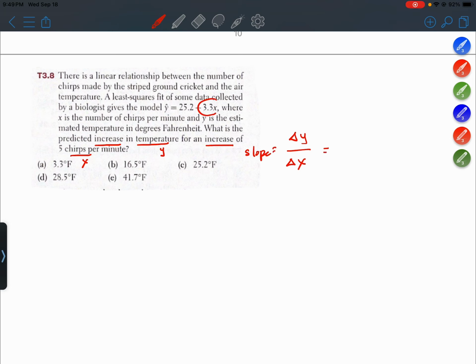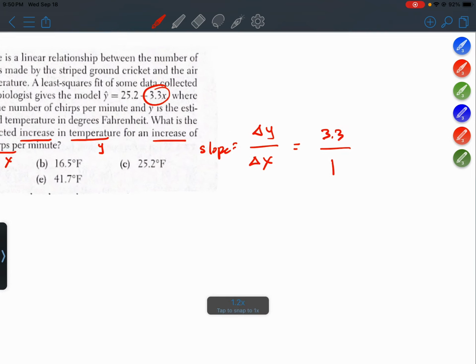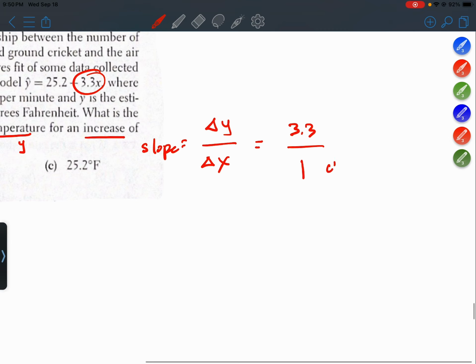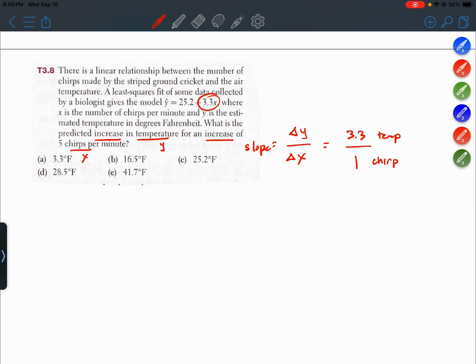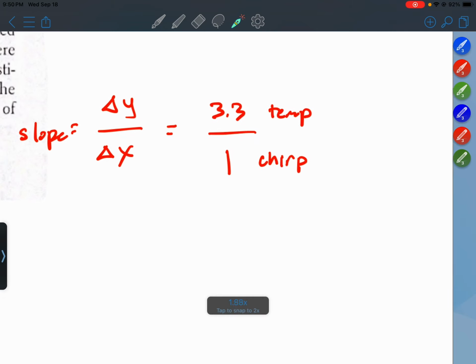Okay, so we know the slope because the equation is given here, right? It's 3.3. Okay, let's write it as a ratio, 3.3 over 1. So this means that for every one additional chirp, or when the number of chirps changes by 1, the temperature will change by 3.3 degrees. Well, the question wasn't asking about the chirps changing by 1, but actually the chirps changing by 5.